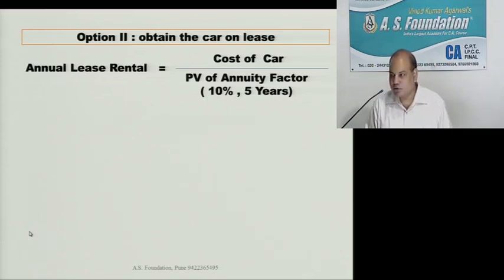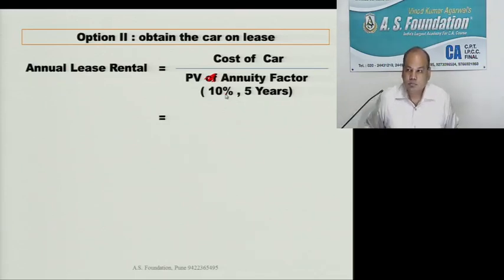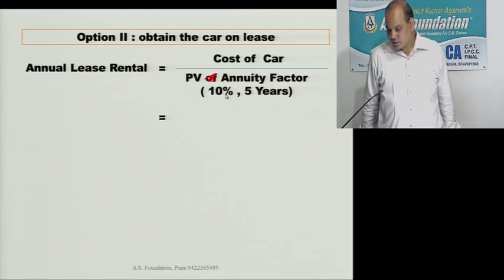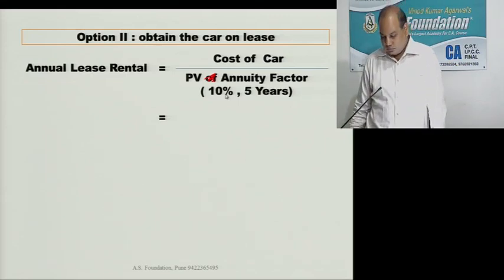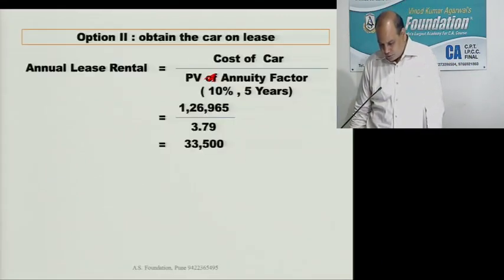Annual lease rental is equal to cost of car upon present value annuity factor. Cost of car upon present value annuity factor in bracket 10%, 5 year. Use the factor given in the question book. First add those 5 factors. Everybody should get the same answer. 33,500 is right.